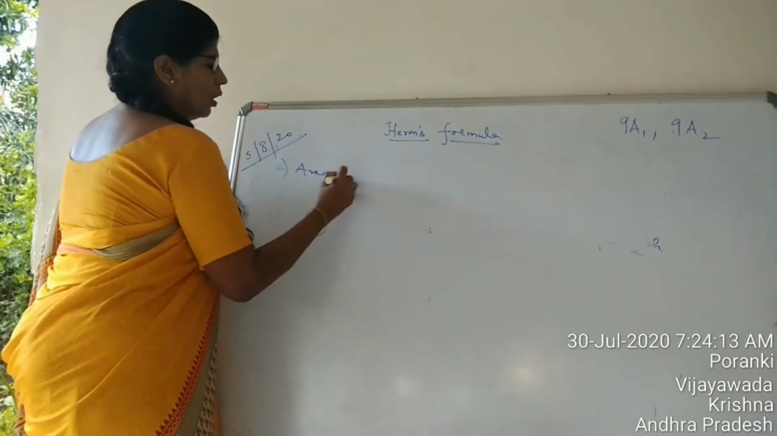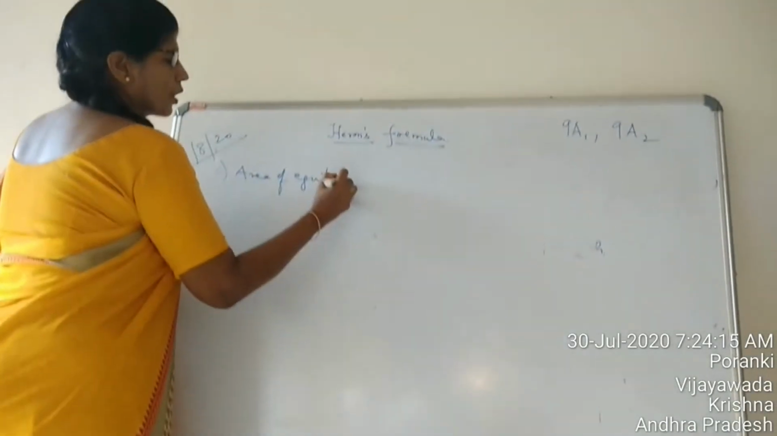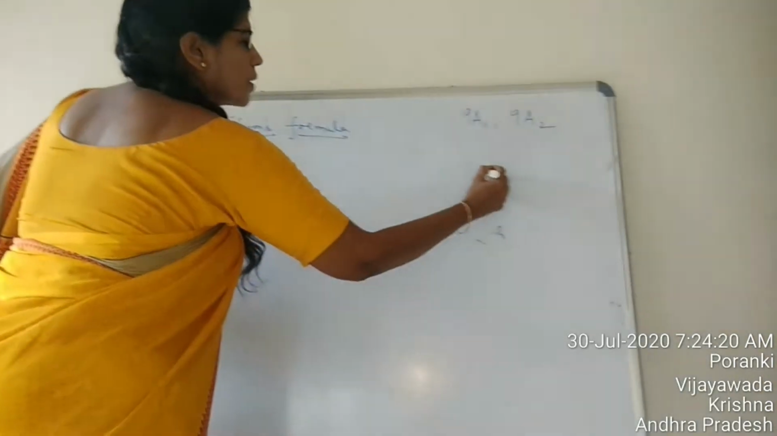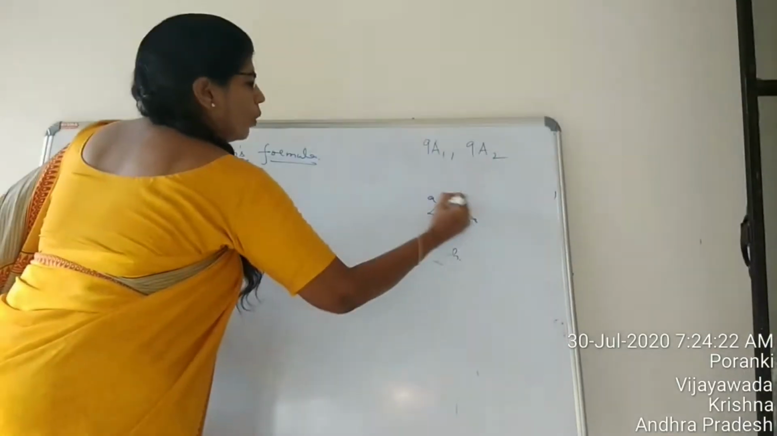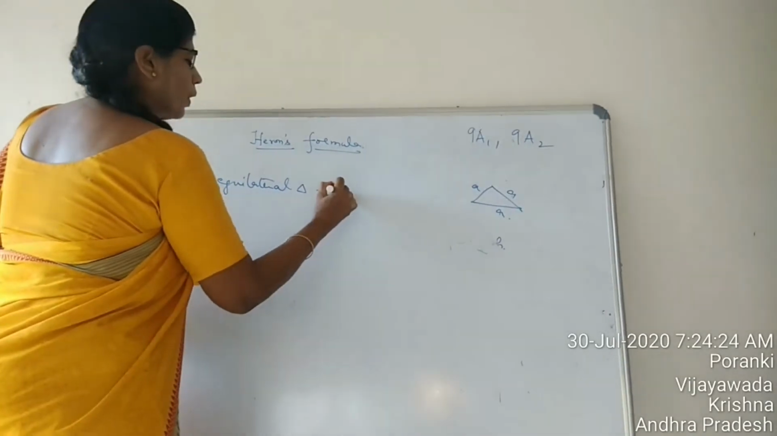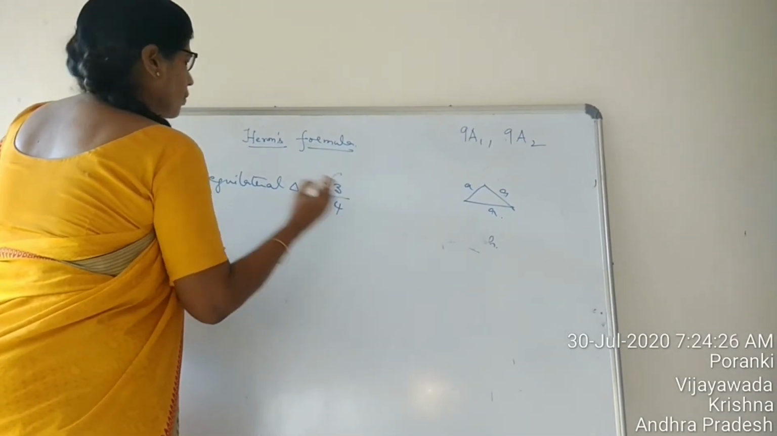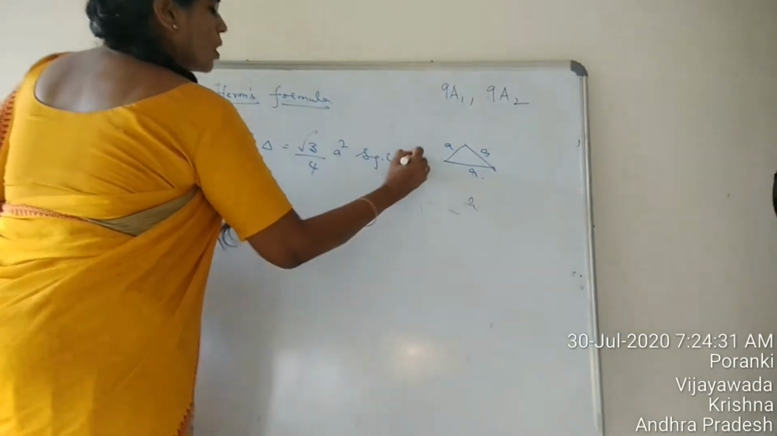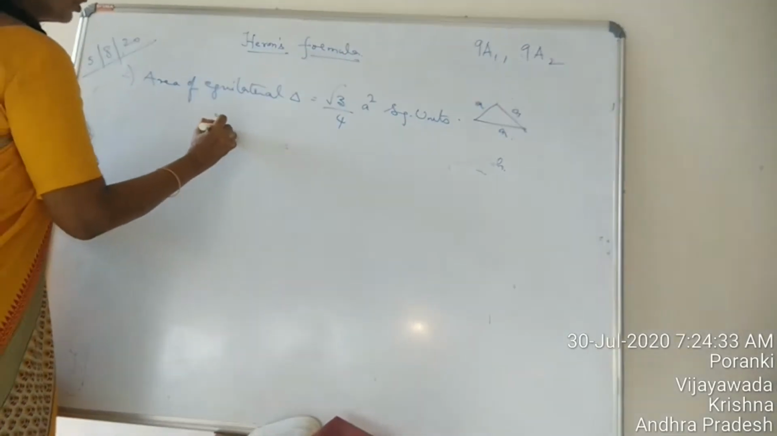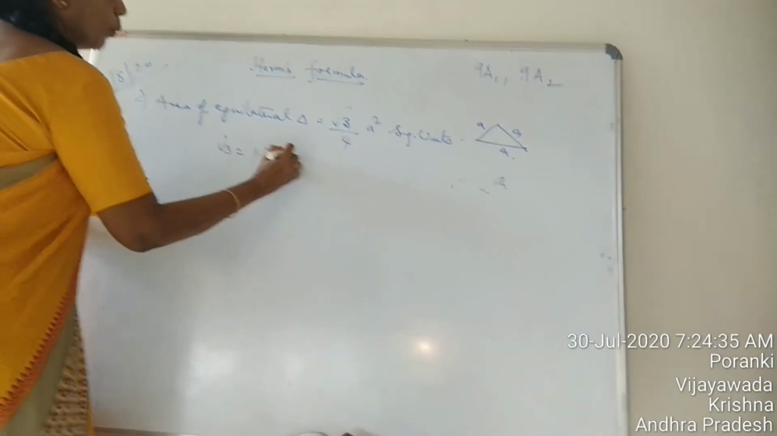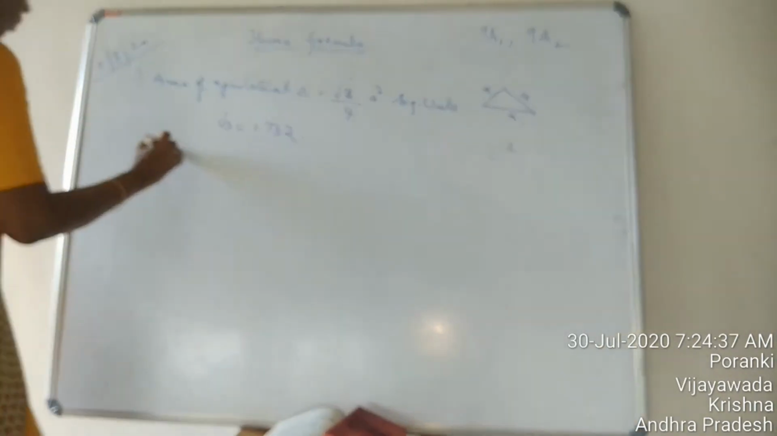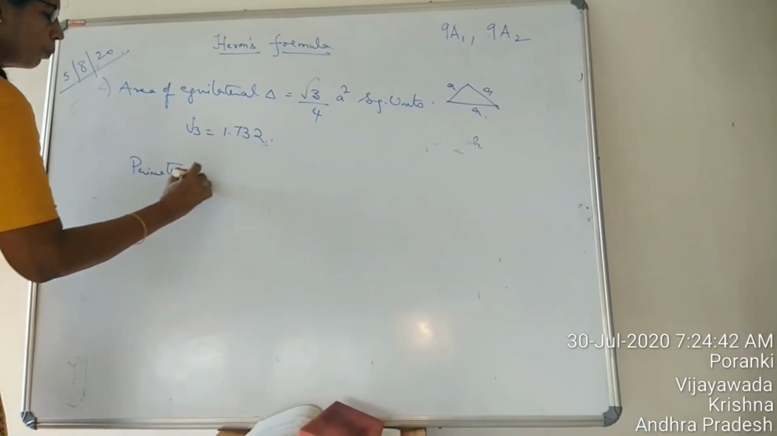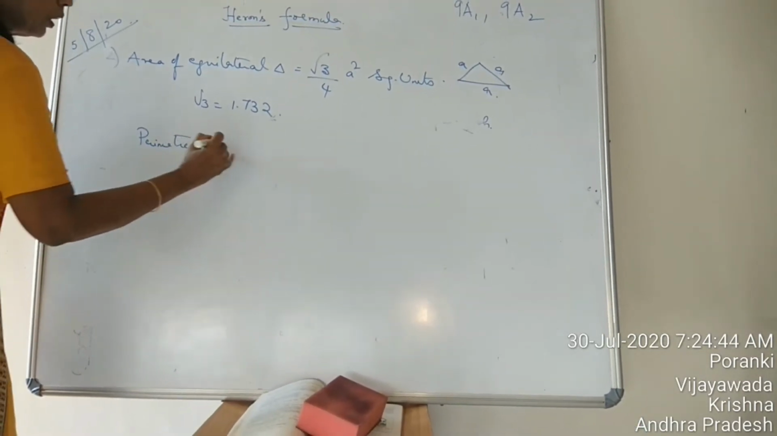Next, area of equilateral triangle. You know what is an equilateral triangle? An equilateral triangle, all the sides are equal. Area of equilateral triangle is equal to root 3 by 4 a square units, where root 3 value is equal to 1.732.